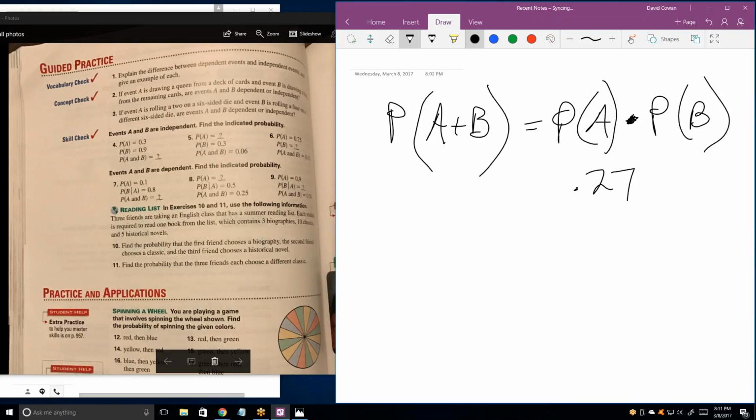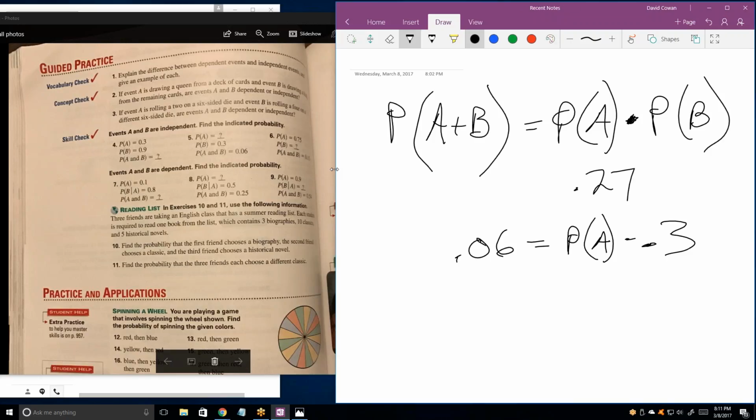Now number 5, it's evens. You have to take their answer, 0.06, and make that equal to the probability of A times 0.3. Now you can solve for the probability of A.